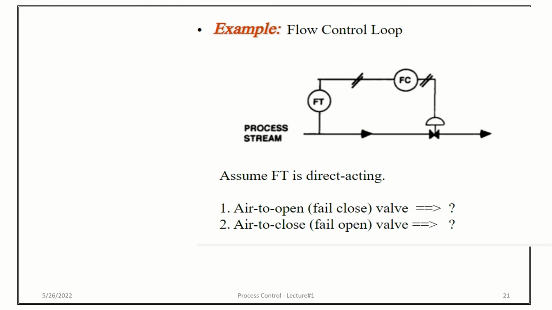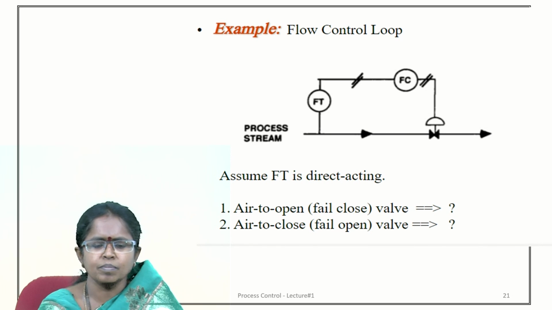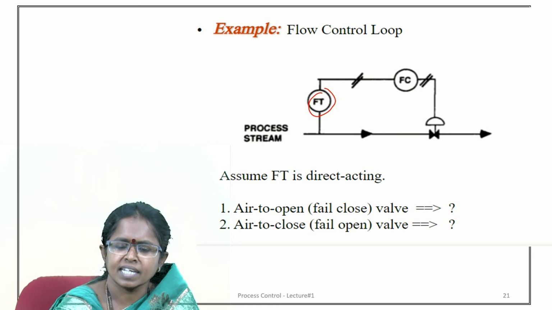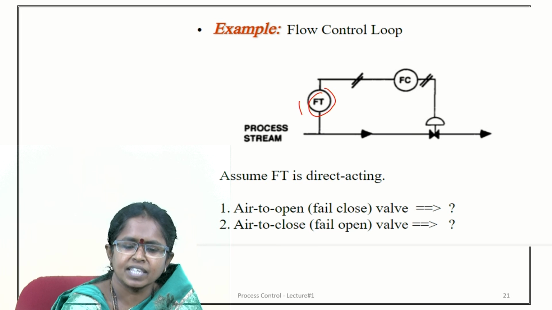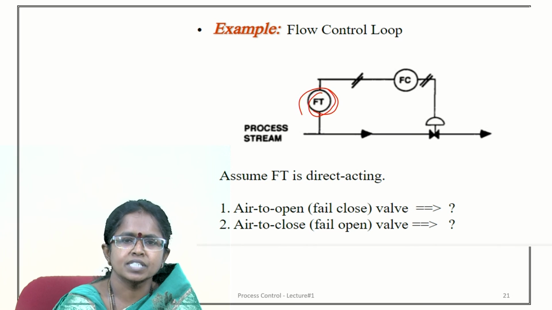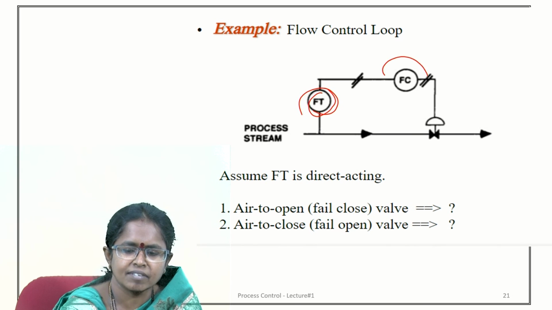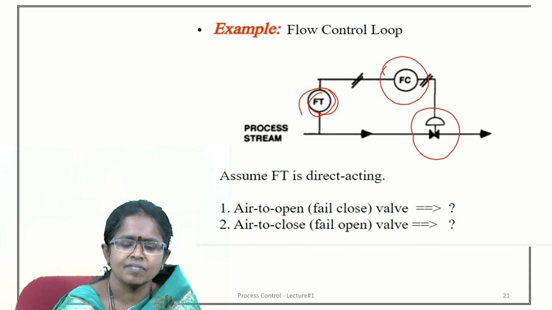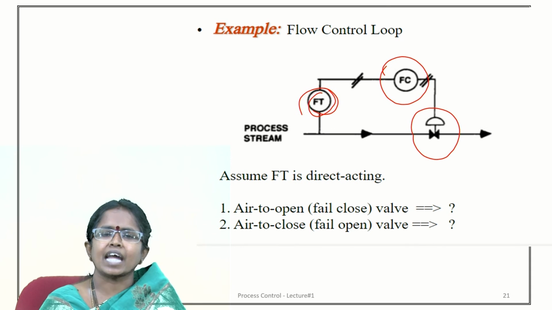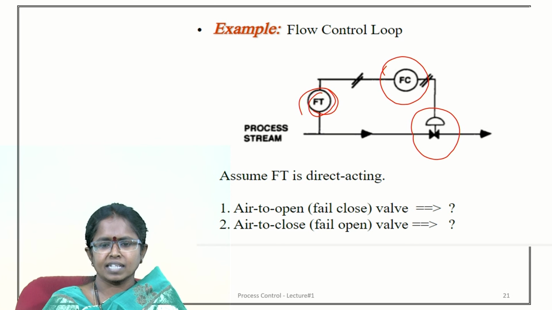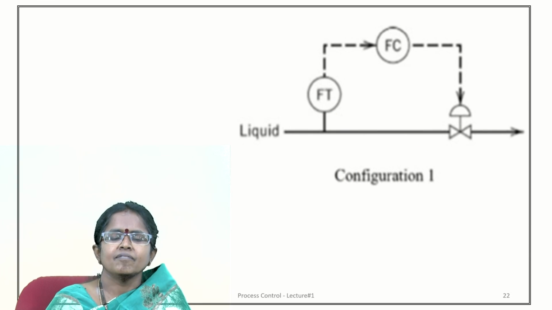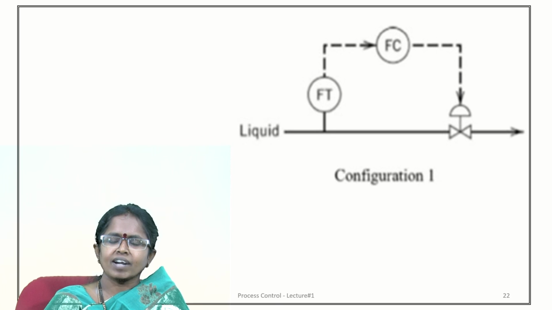Now, let us take a small example, a flow control loop. In the flow control loop, there is a transmitter, and you are going to measure the process stream with the help of the transmitter. The transmitter output is 4 to 20 milliampere. The output of the transmitter is given to a controller, and there is a valve, let us assume that the valve is an air to close valve. Now, can you tell me whether the flow controller should be a direct acting one or inverse acting one? You just think of it.